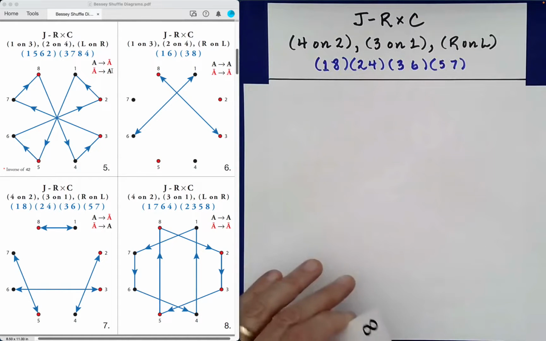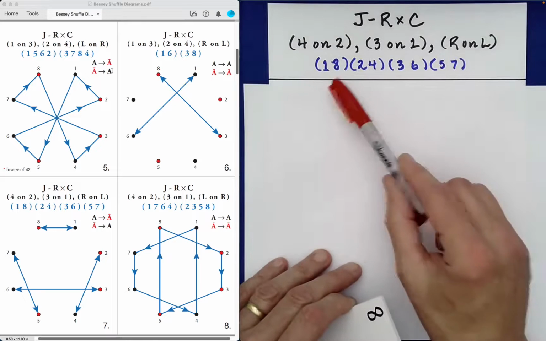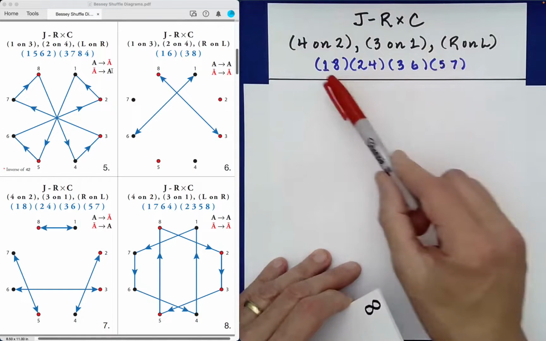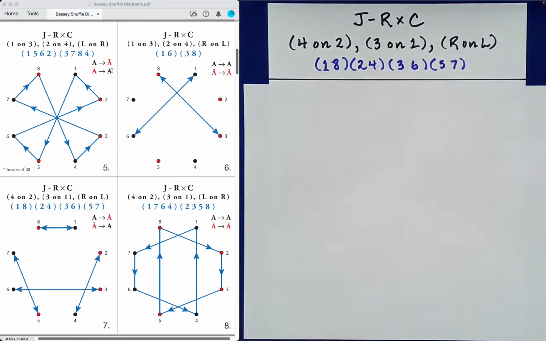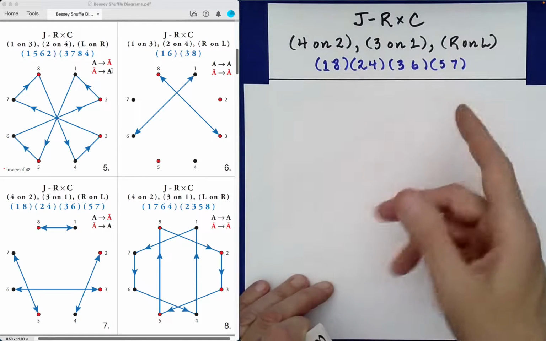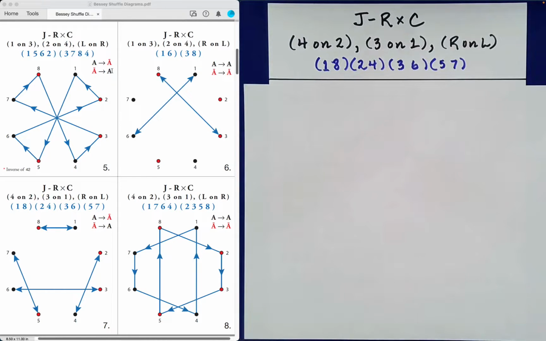Okay, so the claim is the cycle notation for this permutation is the following. In fact, it's a product of 4 transpositions. That's interesting. We're just switching the objects in pairs. That's all we're doing. Well, let's see that happen here.